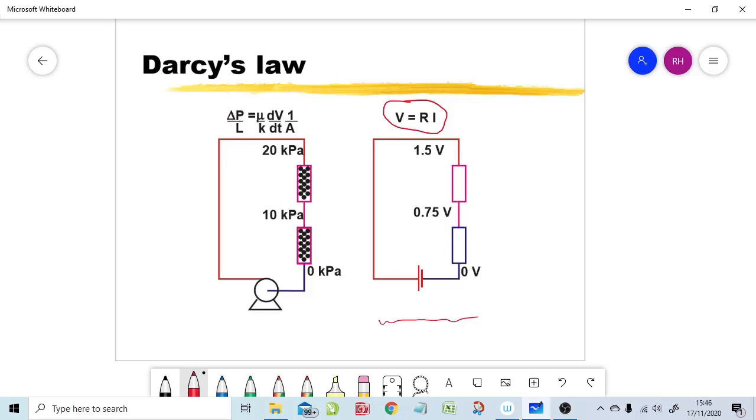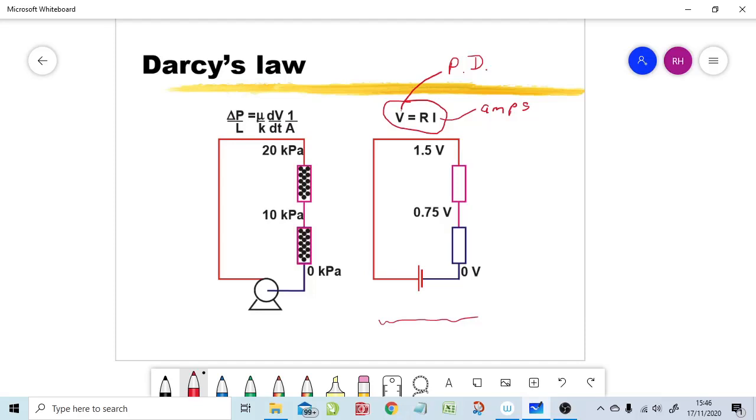V is of course the voltage, the potential difference if you prefer. It's this potential difference which is proportional to the current, typically measured in amps. Now, the amount of current that will flow depends on the resistance of the circuit.